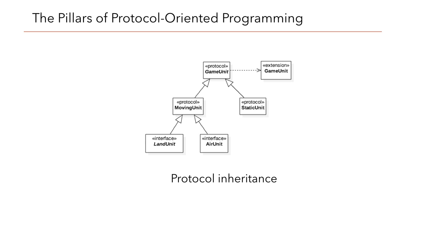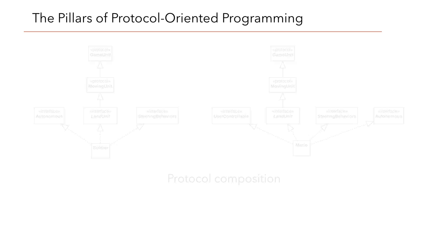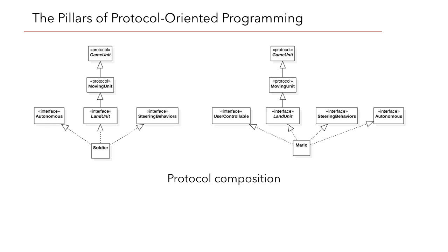Protocols can inherit from other protocols. Unlike with classes, a protocol can inherit from multiple protocols. Each protocol in the inheritance hierarchy declares additional requirements. Swift does not allow multiple inheritance for classes, types, and enumerations. However, Swift types can adopt multiple protocols via protocol composition.